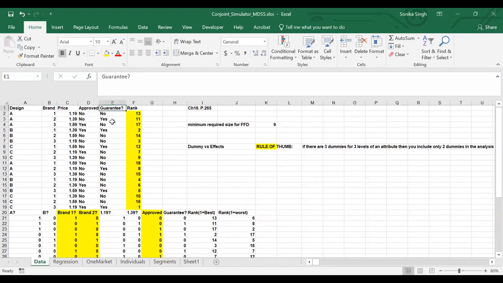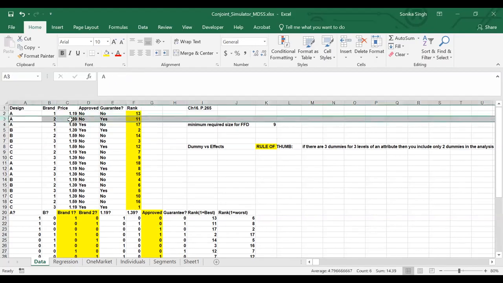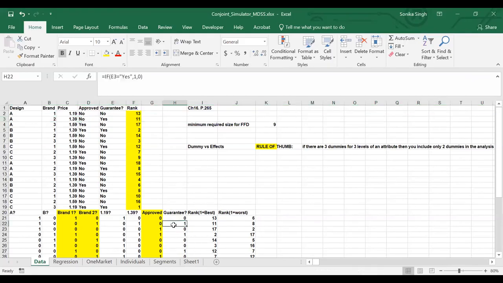Similarly, for guarantee, let's take a look at the second design. It is a yes, so the dummy for guarantee will take a value of 1. And then you have the ranks. The highest rank given by the consumer is 1 because that is the most preferred option. And the last one is 18.